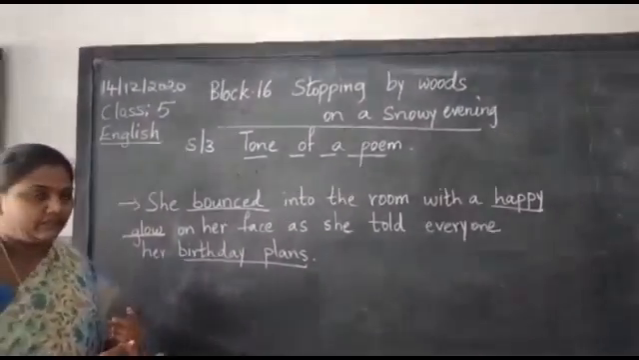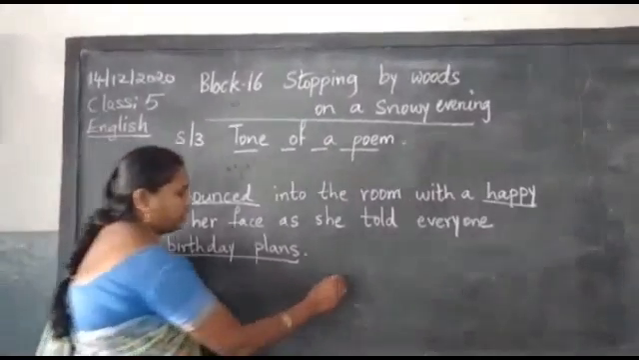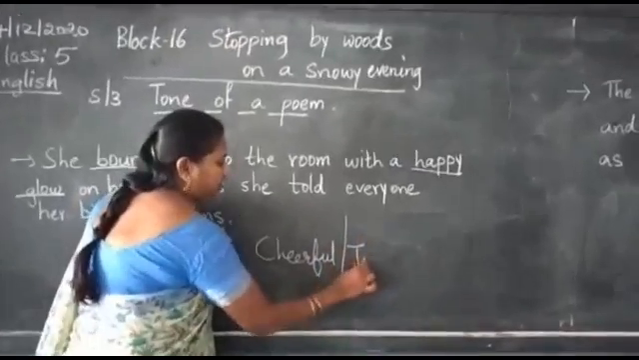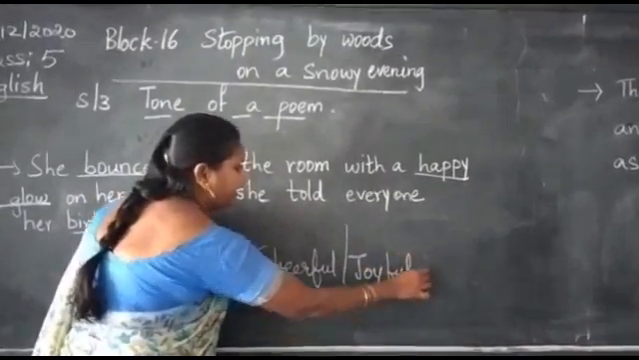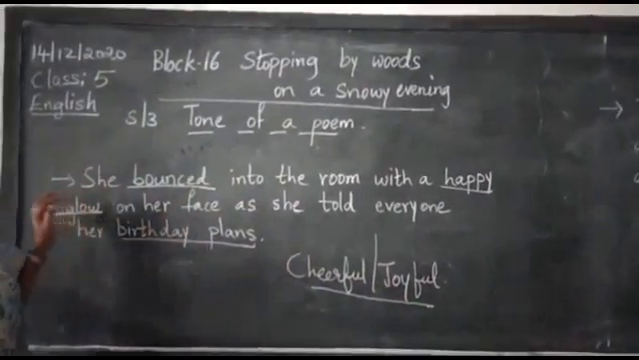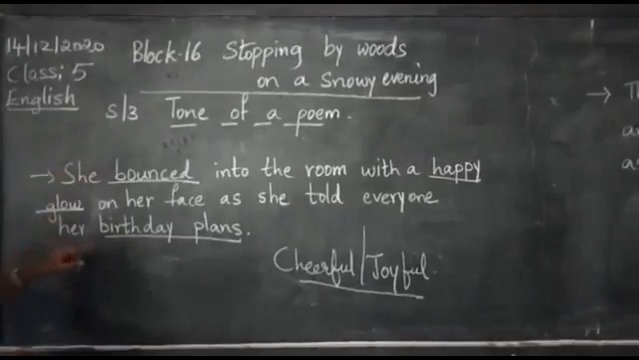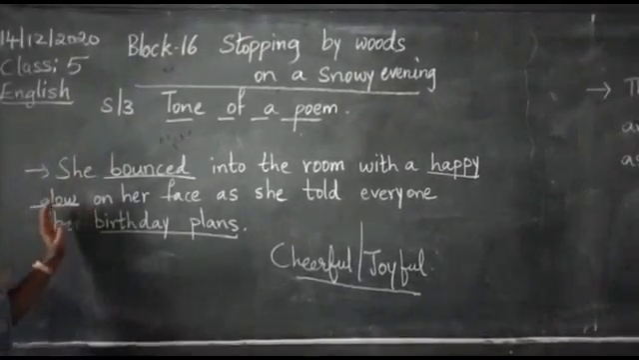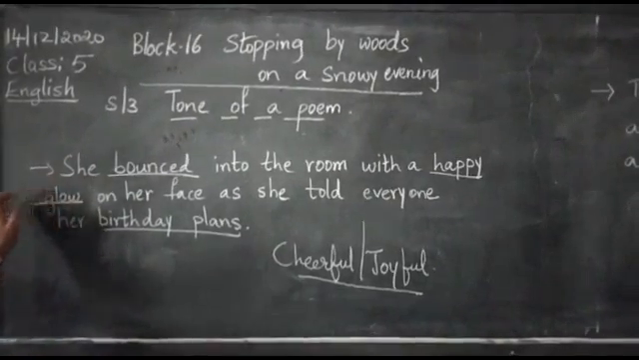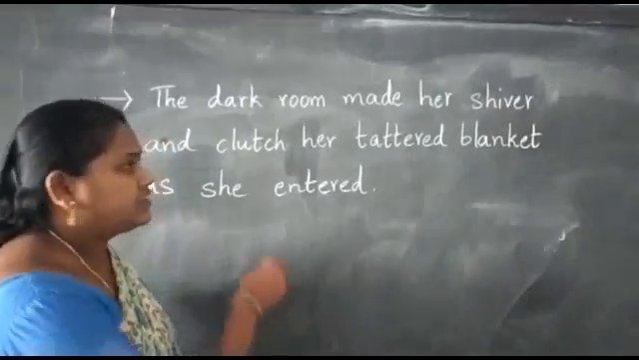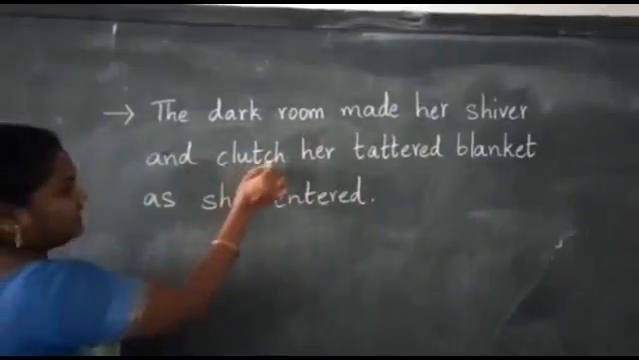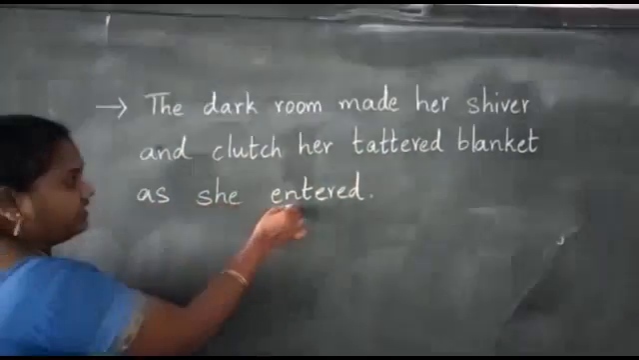When we are happy, happy glow is there. That means when we are cheerful or joyful. When does this tone come? Cheerful and joyful when you are happy. These type of words help you to show the tone of the sentence or tone of the poem. Okay. One more example I am going to show you, children. Just check. See here, second example. The dark room made her shiver and clutch her tattered blanket as she entered.